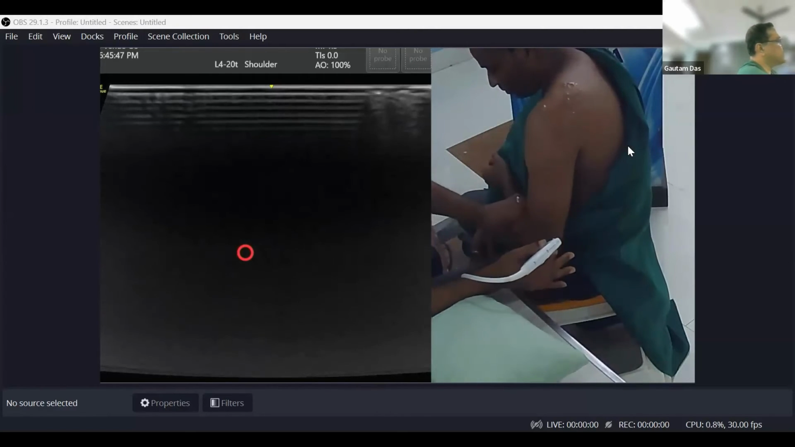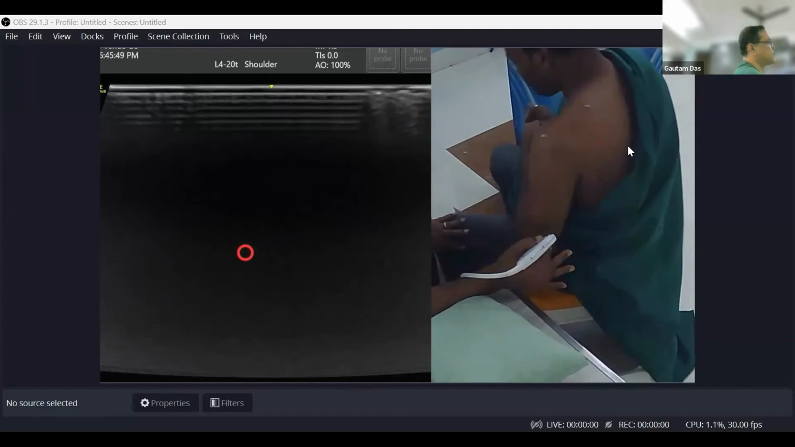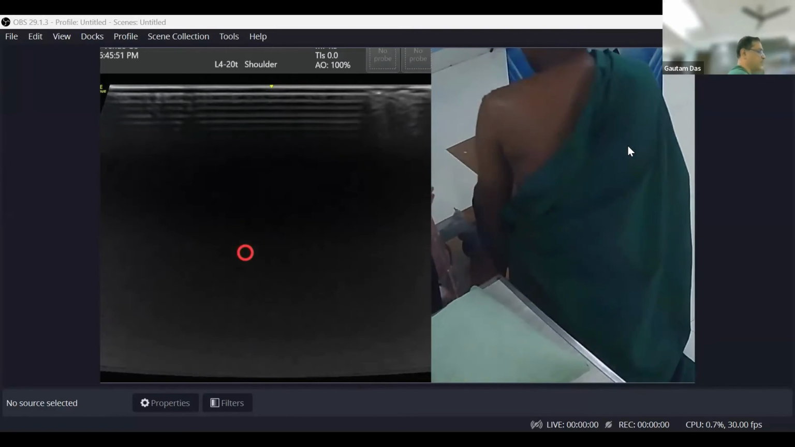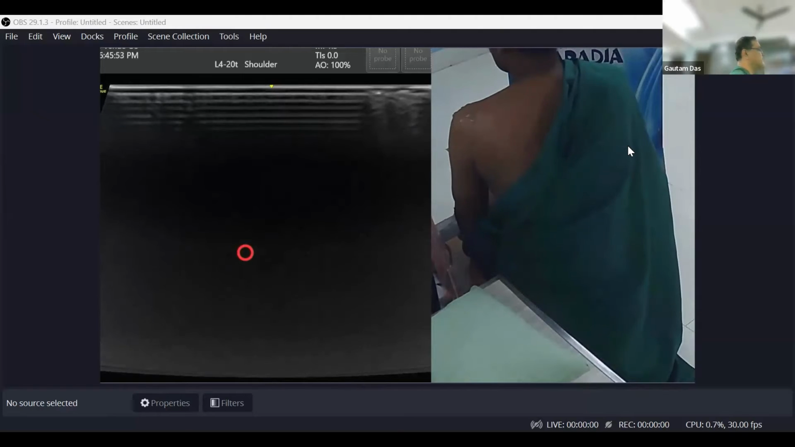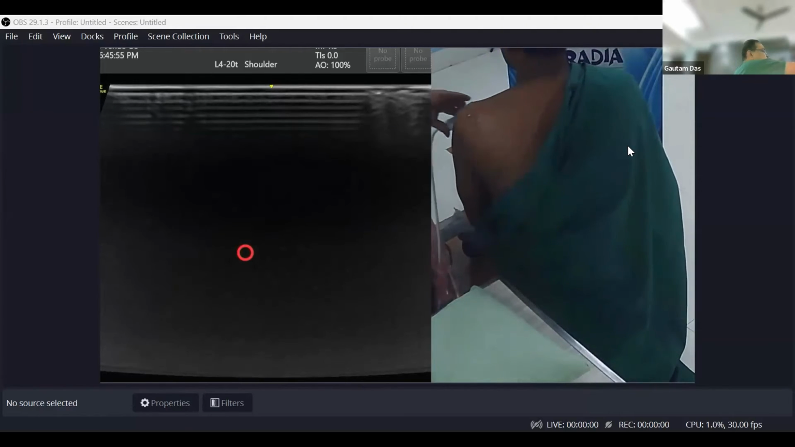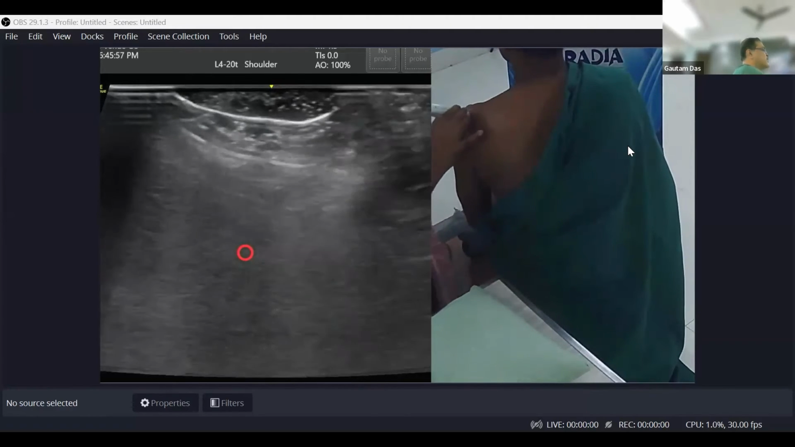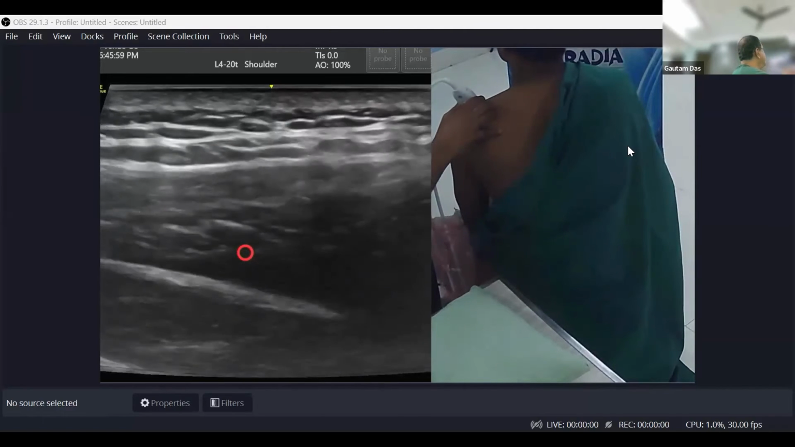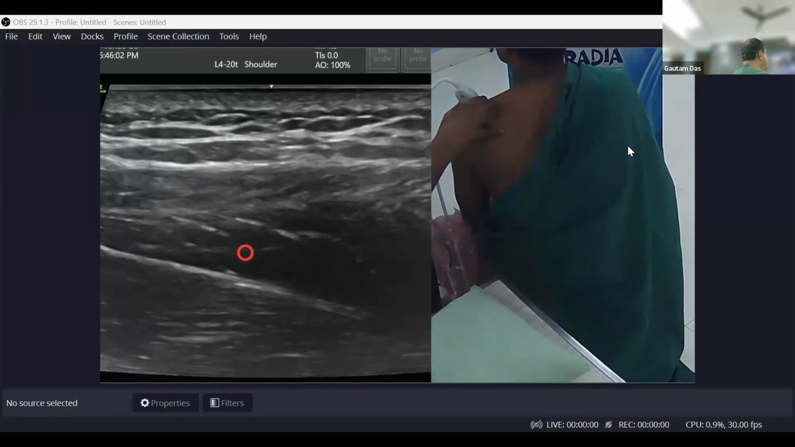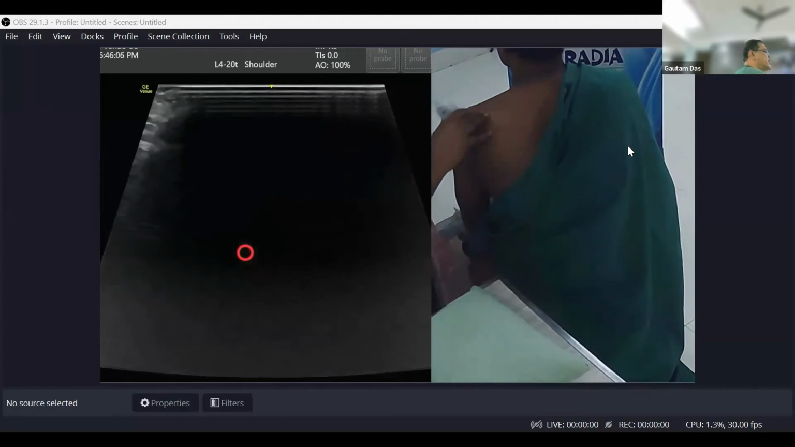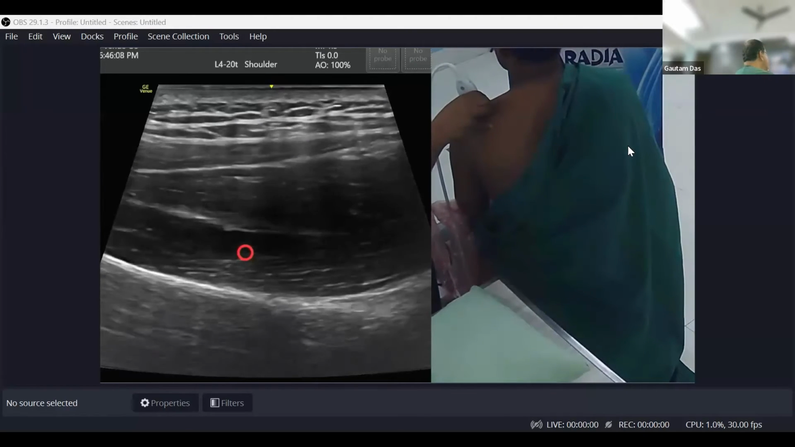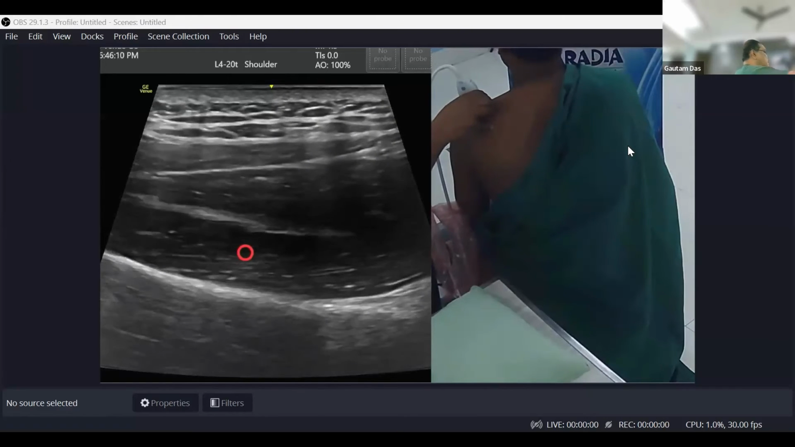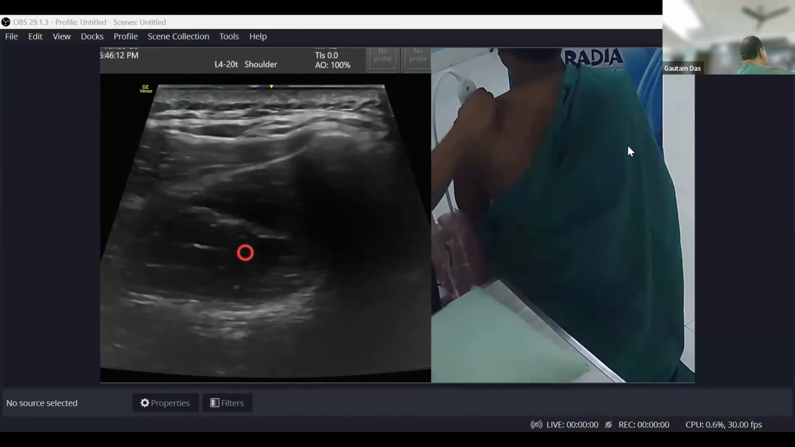Now let me come to the posterior aspect. In the posterior aspect, after I complete these muscles and tendons, I'll go into the ligaments. Some of the ligaments I have already shown, but a few more are there. Supraspinatus I have already shown: if I go above the spine of the scapula, this is the supraspinatus muscle in the long axis, and this is the supraspinatus muscle in the short axis.